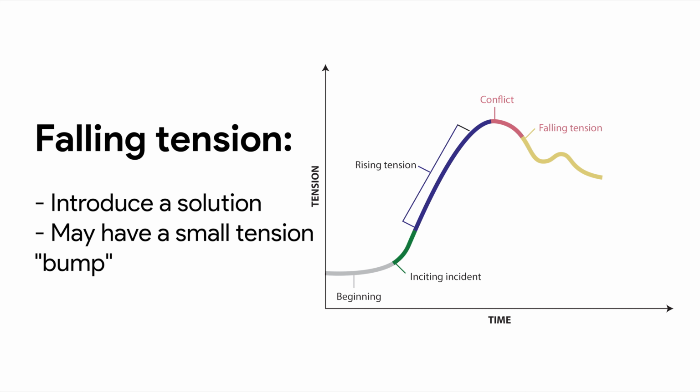Next is falling tension. This is where there is some kind of solution to the conflict. We can see a small dip in the line. From here, the situation can resolve and end with the resolution where we get a tied-off ending.